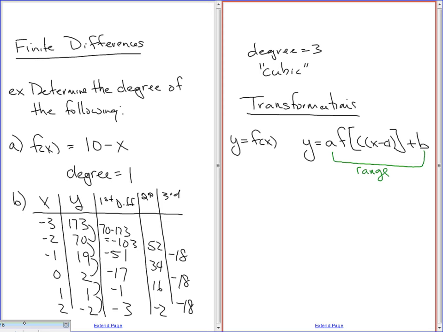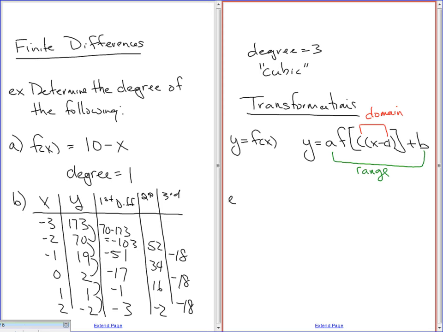The c and the d values are inside of the function and they affect the domain. So this d value will either move things left or right. The c value will either compress things, stretch things, or reflect things, all going in the x direction. Make sense? Okay. So you will be responsible for something like this.